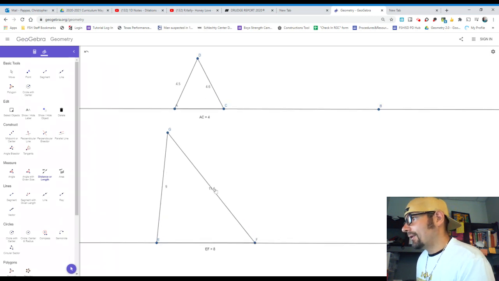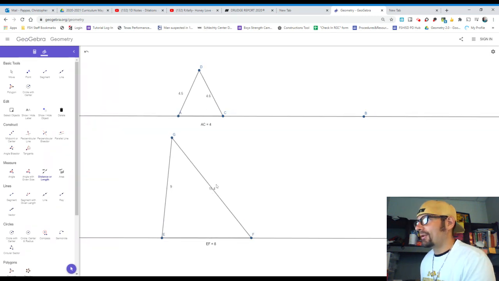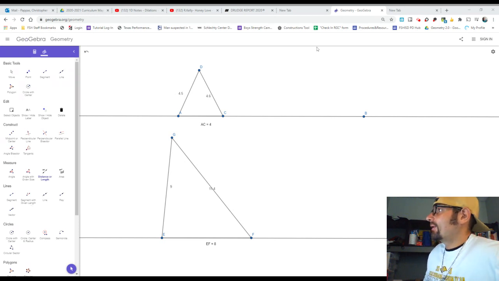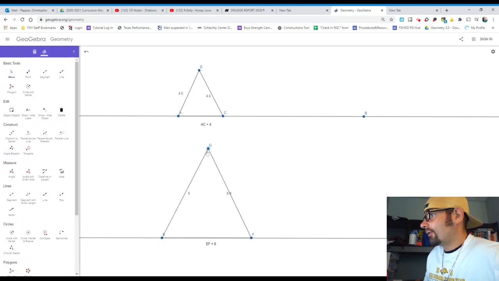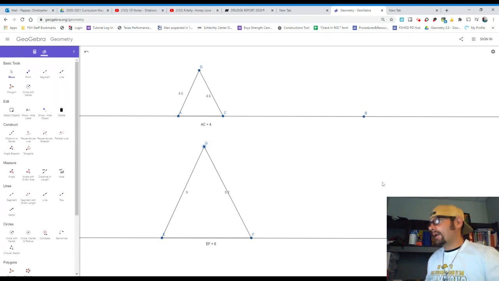And the segment length is 11.4. Well, we don't want this segment here to be 11.4. We need it to be double 4.6. Okay. So if we go to our calculator, not our calendar, our calculator, 4.6 times 2, we need our segment over there to be 9.2. So if we go to our move button here, we take point G and we move it, okay, to where our segment length is 9.2.